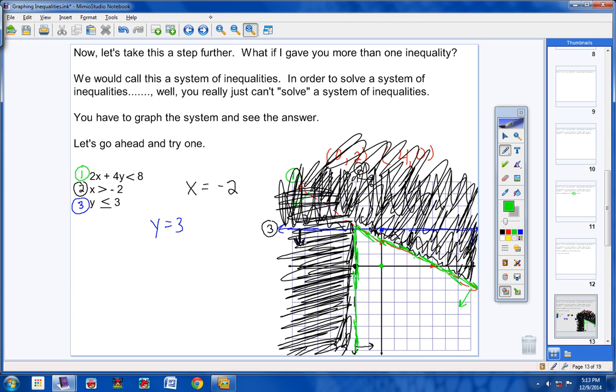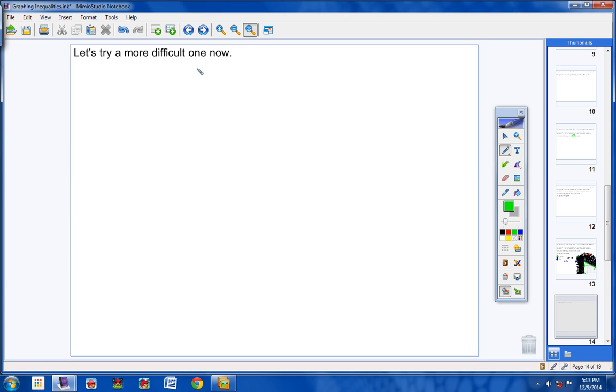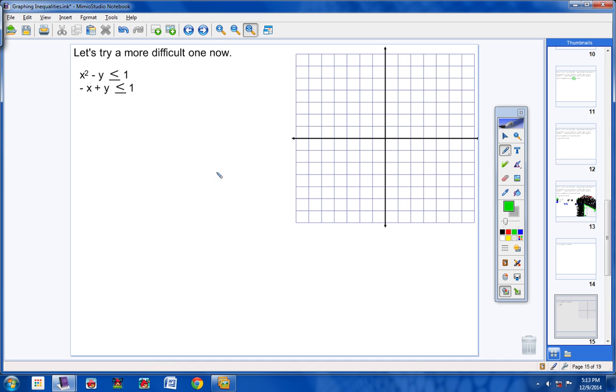Alright, now, let's try a more difficult one. Here it is. Again, I'll give you a minute to copy this down. We're going to combine a quadratic inequality with a linear inequality, a system, and then we'll be done. So let's solve this system. And again, how do you solve a system?